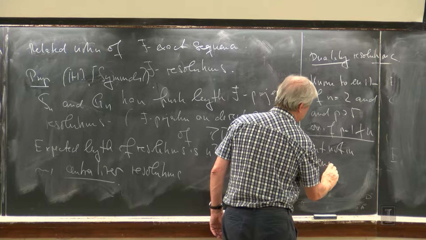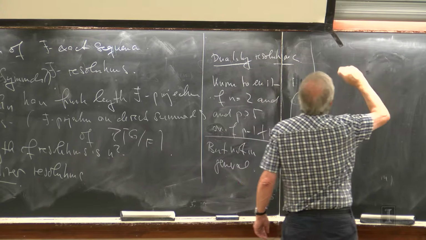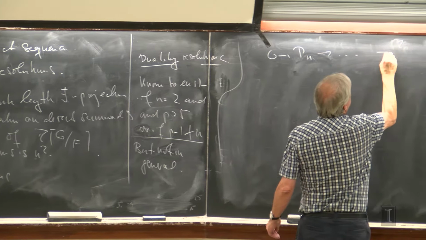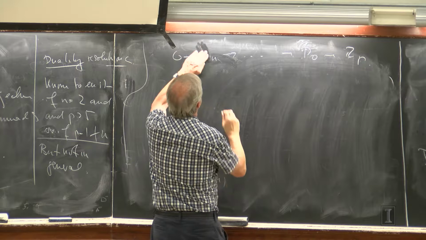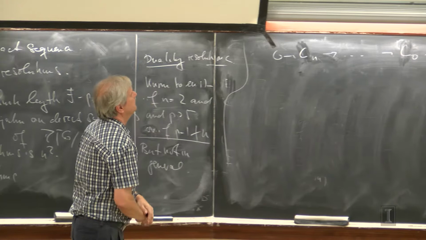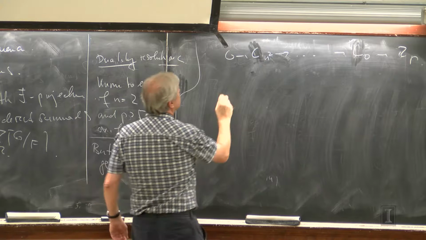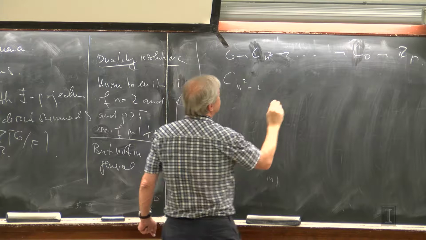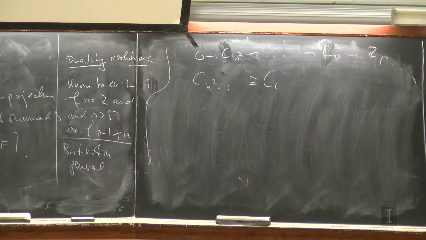Now, why are they called duality resolutions? Well, they will be resolutions of length n squared in the cases where we understand them. Let me call them C_n, because I don't want to make you believe that they are always projective. They are finite length resolutions, and we call them duality resolutions, this is an ad hoc definition, if C_{n squared minus i} is isomorphic to C_i. In fact, there's more going on. The maps are in some sense self-dual, but let me not belabor that point of view too much.